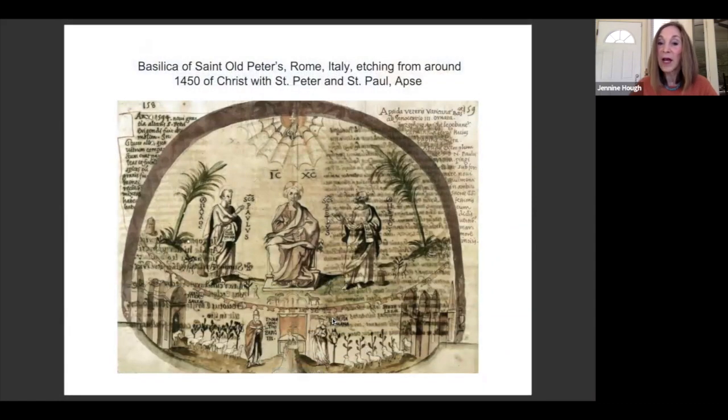This is an etching from the apse mosaic. Some of the mosaics were moved to various museums. The Vatican Museum has some from when the original St. Peter's was demolished. But this was an old etching done in the mid-Renaissance period of what would have been on that back wall: Christ with Peter and Paul.